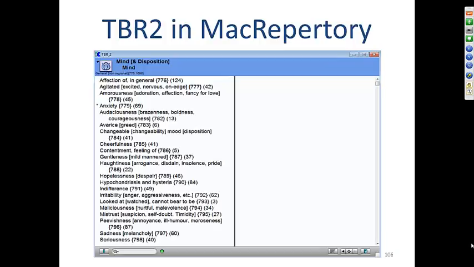Now here is the mind and disposition mind section, and look at how few rubrics there are. I mean, there is just hardly anything at all. And when you think about all the complexity of the mind section in contemporary repertories, it's astounding to see such a little amount of information. But again, this reflects the actual thinking of Hahnemann.